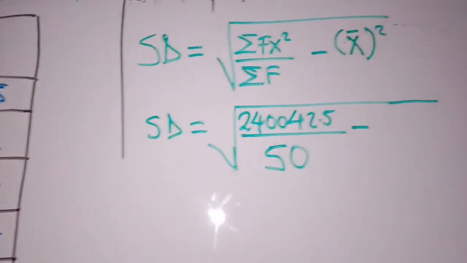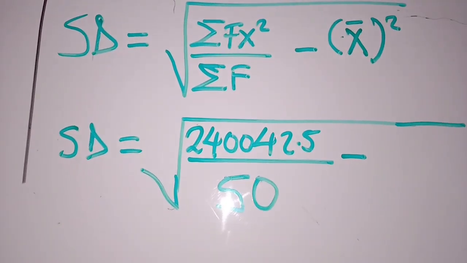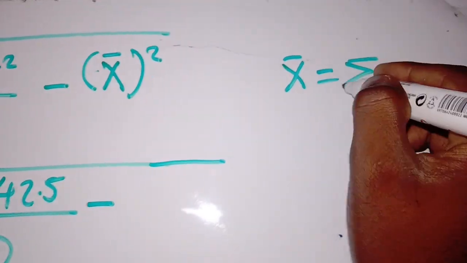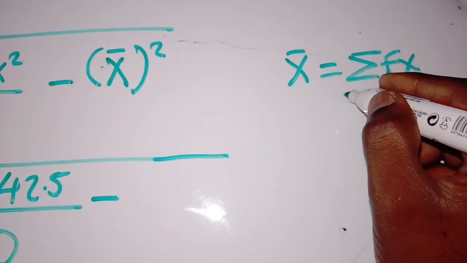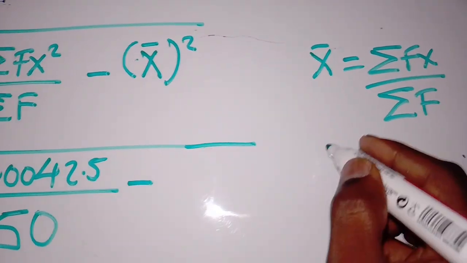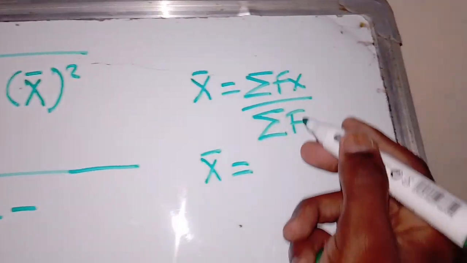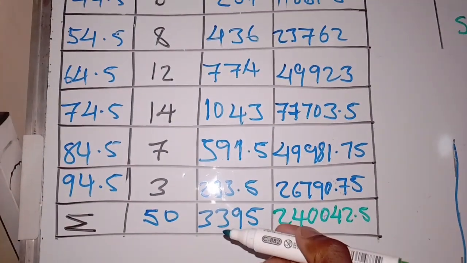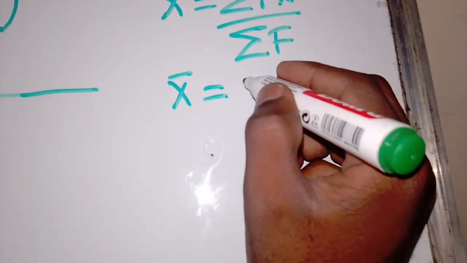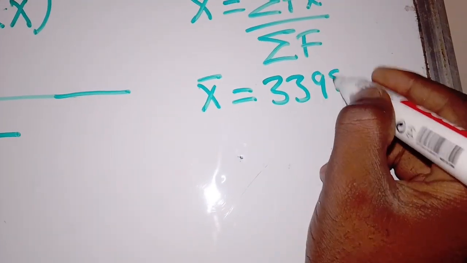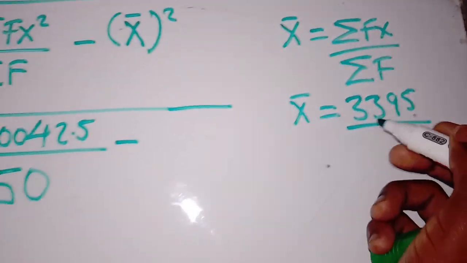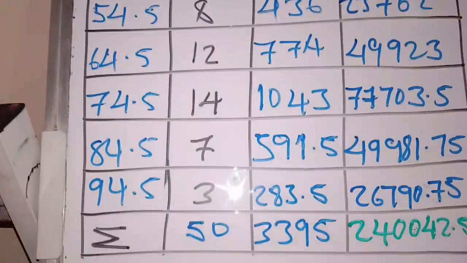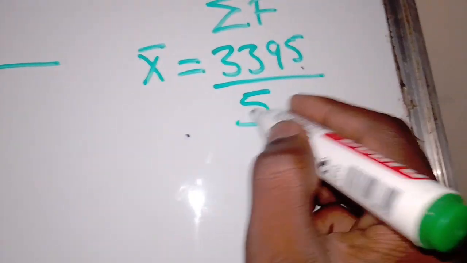What is the mean? If you haven't looked for the mean, I am sure you found it, but let me show you. The mean, which is x bar, is the summation of fx over the summation of f. So what is our fx? The sum of fx, remember in this column, is 3395. So here you put 3395, and then you divide by the sum of the frequency, which is 50.